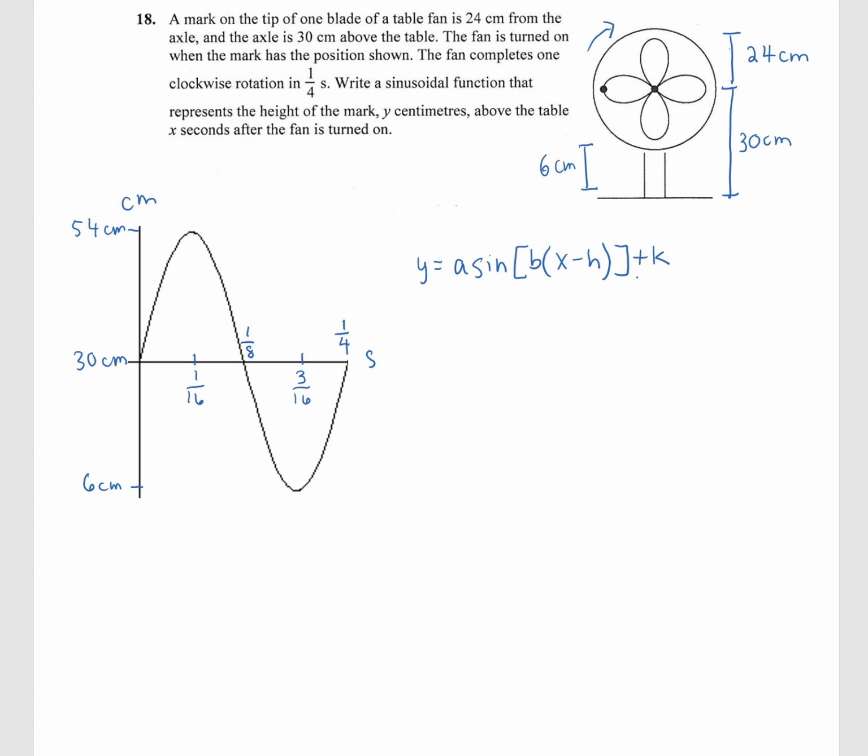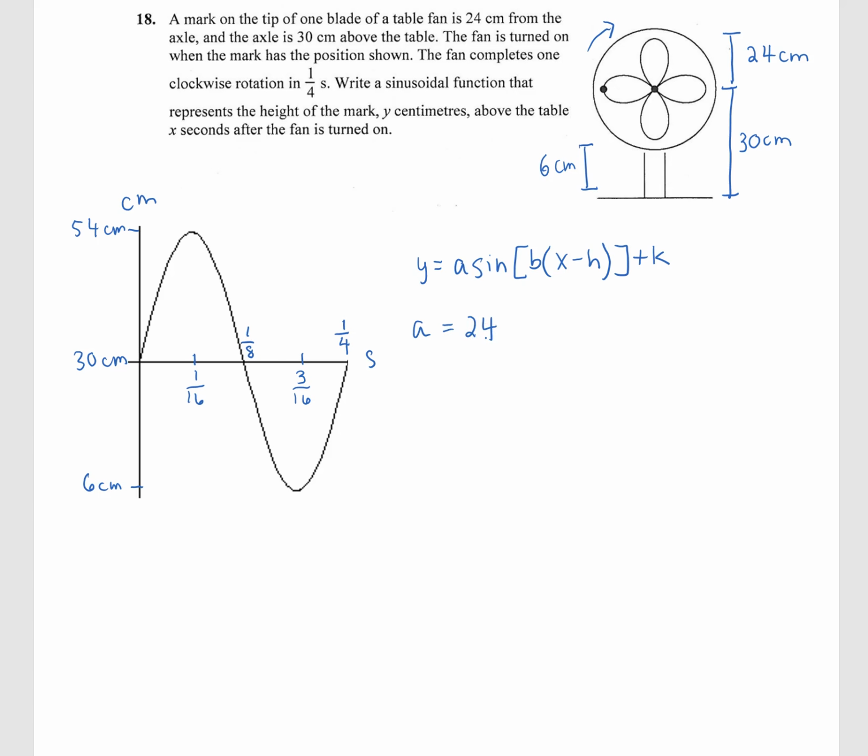So let's start with the amplitude of our function, or a. We know that the amplitude is the distance from our max and min to our midpoint, and so we know that's 24 centimeters, because from 30 to 54 is 24, and from 6 to 30 is 24. So our a equals 24.